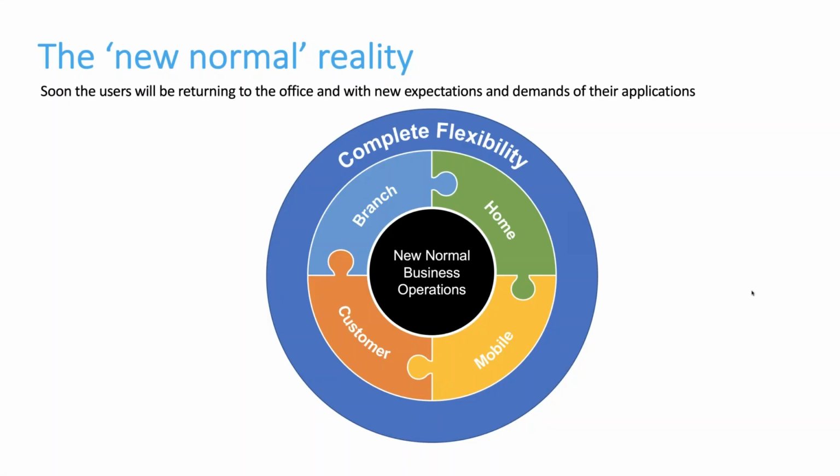Before, where branch was the majority of the circle, you start to see less of that, and then maybe more of the home starting to take off, as well as mobile and working from customer environments. Branch is still going to play an incredibly critical role in the new normal reality.